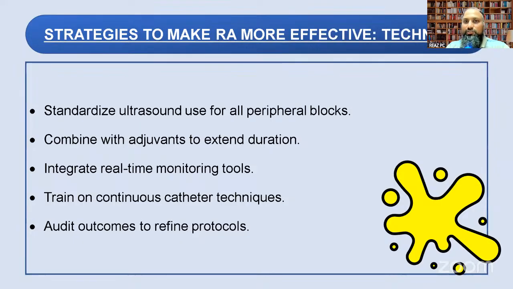What are the strategies to make regional anesthesia more effective? We can use standardized ultrasound for all peripheral blocks. We can combine adjuvants to extend duration. We can integrate real-time monitoring tools. We can train on continuous catheter techniques, and we can put an audit protocol or audit outcomes in place to refine protocols.